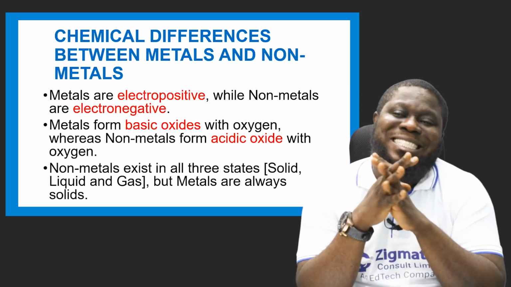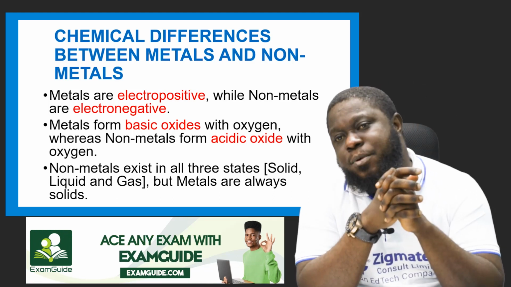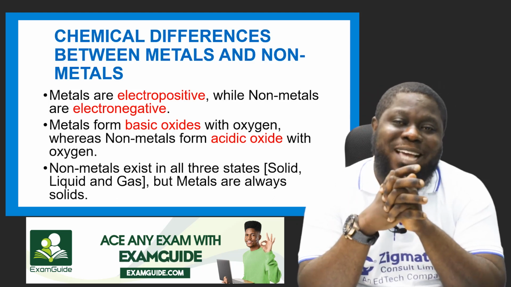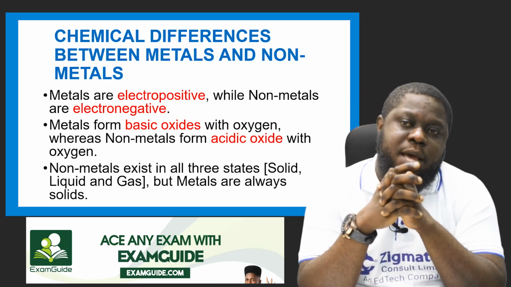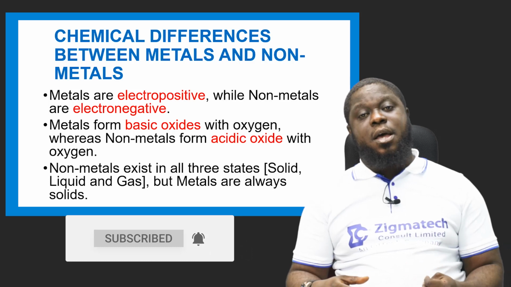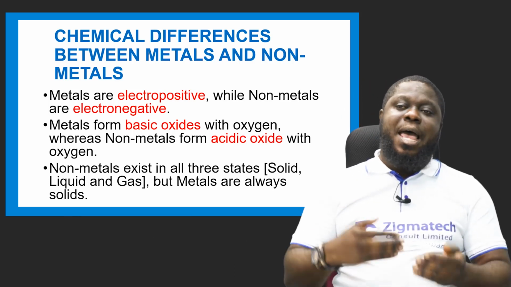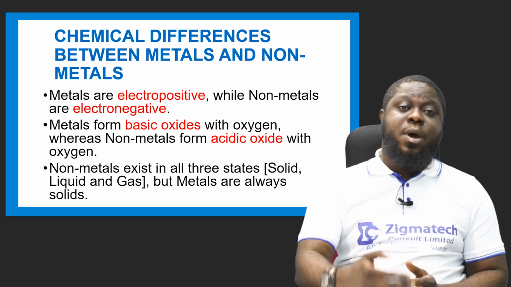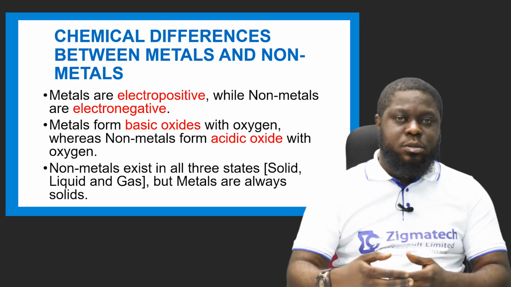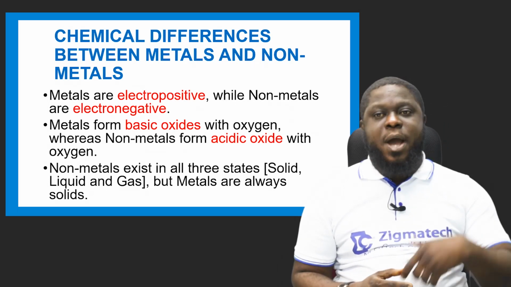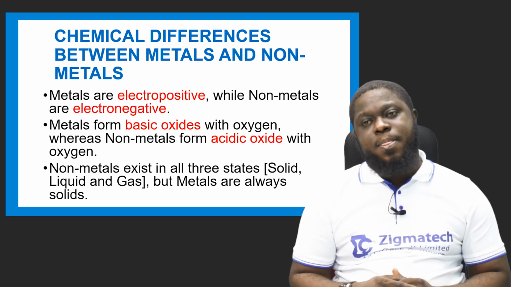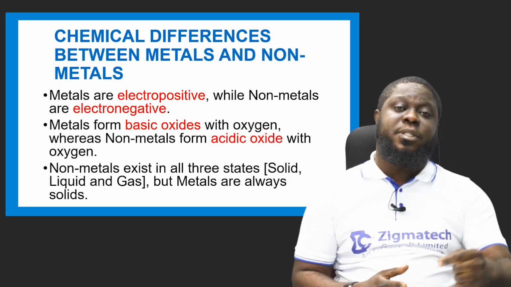Now, non-metals form acidic oxides with oxygen. Take for example the non-metal carbon reacting with oxygen to give us carbon dioxide, acidic. I told you a basic oxide is an oxide that when it reacts with water emits a base. The acidic oxide, when it reacts with water, emits acid. In essence, when they react with water, they produce positive charge, while the metals produce negative charge. Now, when this carbon dioxide reacts with water, it produces a positive charge. It produces a current.